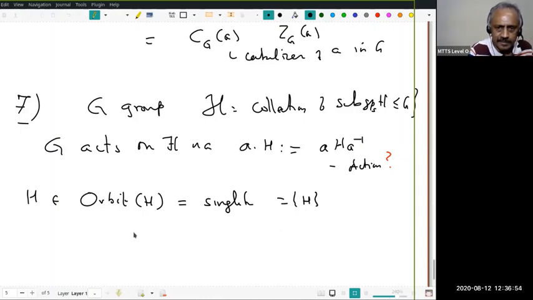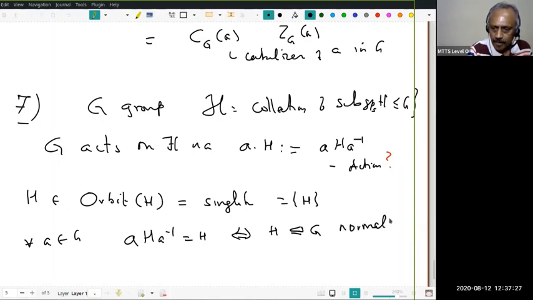When does this happen? Go back to the definition. What are the elements in the orbit? They are of the form A H A inverse, where A is some element in G. So what do I want? A H A inverse must be H. What does that mean? For all A, I want A H A inverse equal to H. What do you know about H then? Yes, that means H is a normal subgroup. The orbit is a singleton if and only if it's a normal subgroup.